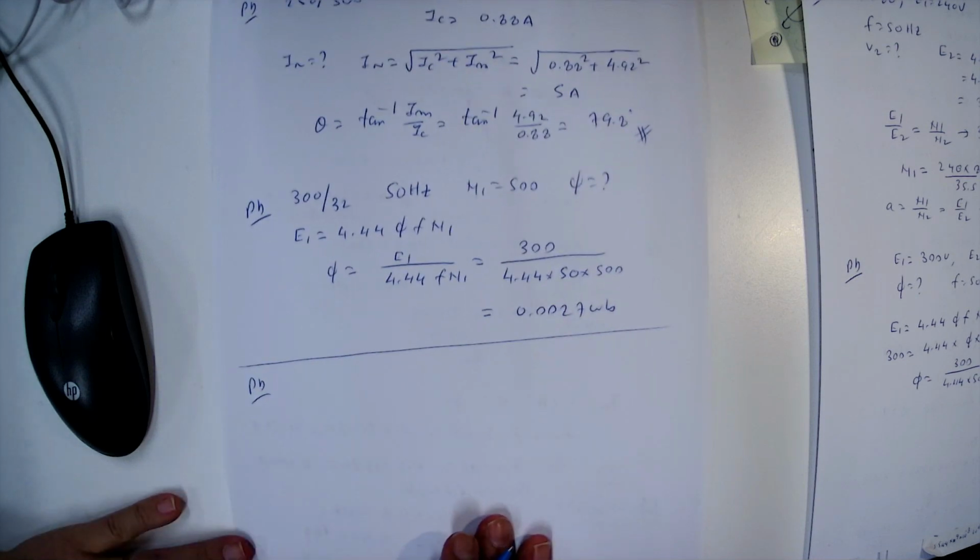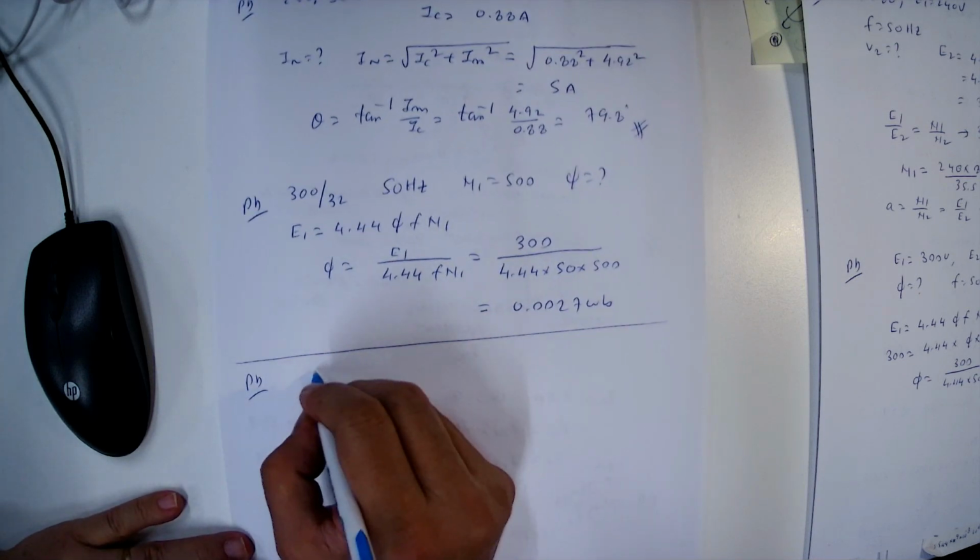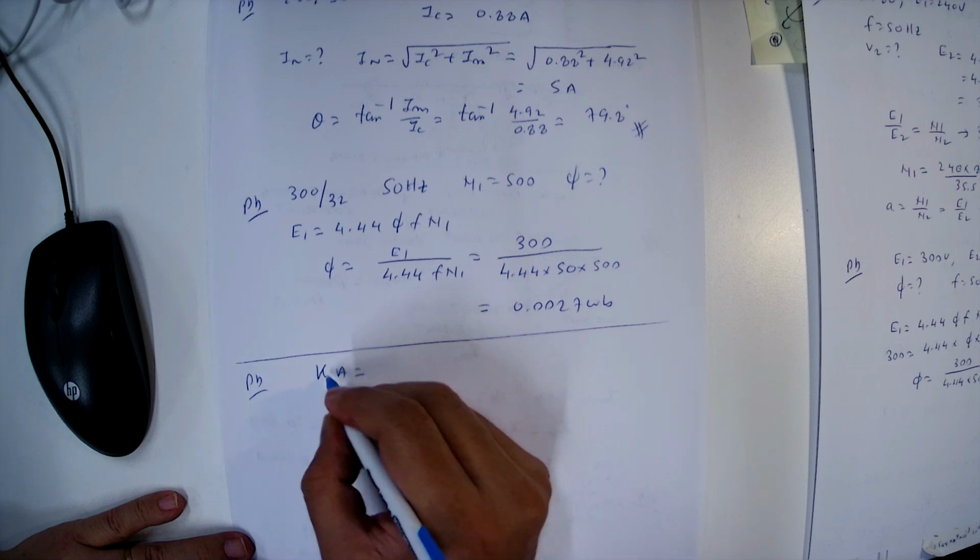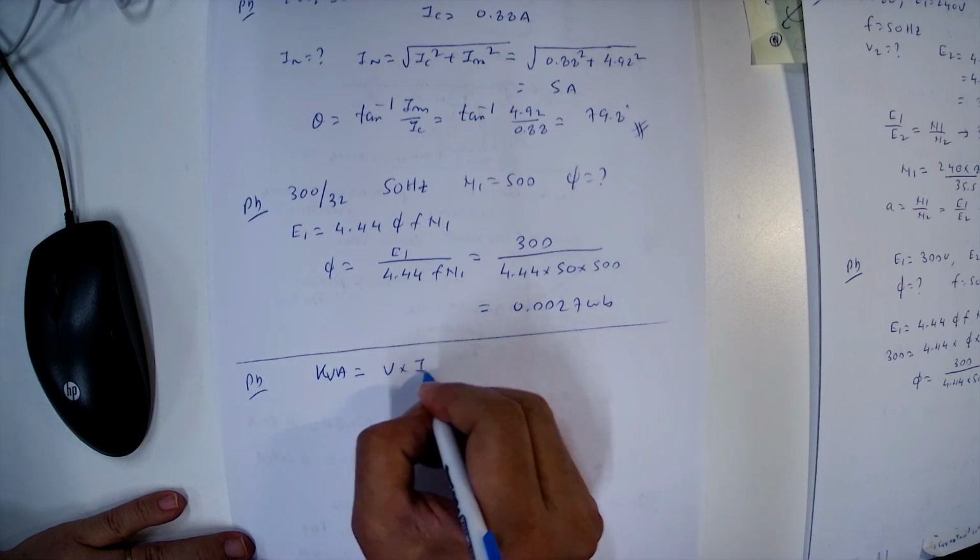The next problem: transformer power. We need to calculate the kVA. kVA equals volt multiplied by amperes. This is a transformer.